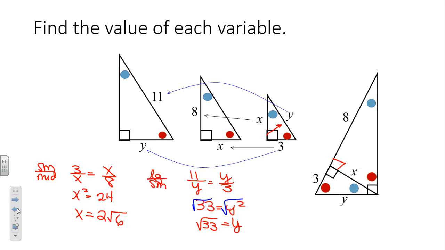But redrawing those triangles really can help figure out what's going on until we show you the shortcut tomorrow. X was the 2 square roots of 6, because when we took the square root of 24, we had a perfect square in it. Twos came out, 6 stayed in. Okay? So far, so good? Okay.